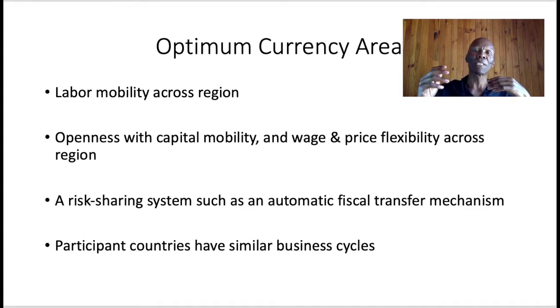Participant countries have similar business cycles. When one country experiences a boom or recession, other countries in the union are likely to follow. This allows the shared central bank to promote growth in downturns and to contain inflation in booms. Should countries in a currency union have idiosyncratic business cycles, then optimal monetary policy may diverge, and union participants may be made worse off under a joint central bank, end quote.